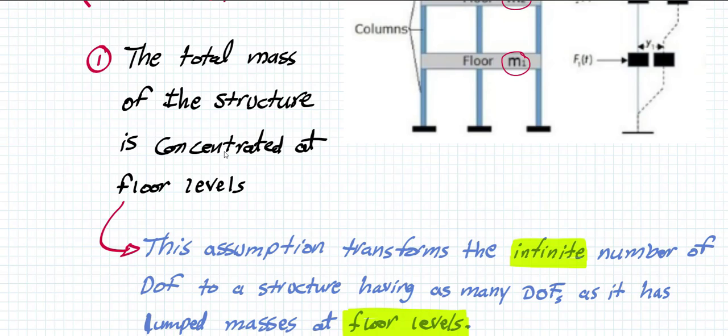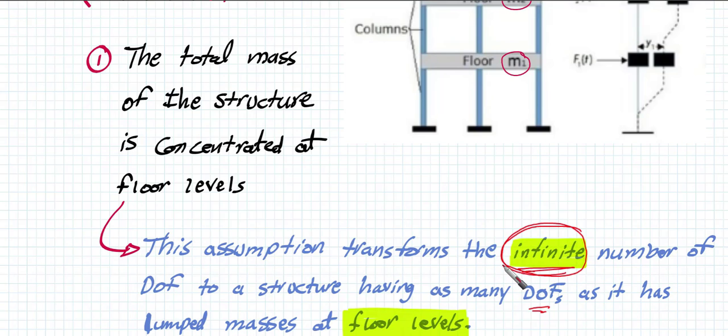This assumption transforms the infinite number of DOFs to a structure having as many DOFs as it has lumped masses at floor level. Okay, what is the point here that we should take care of?